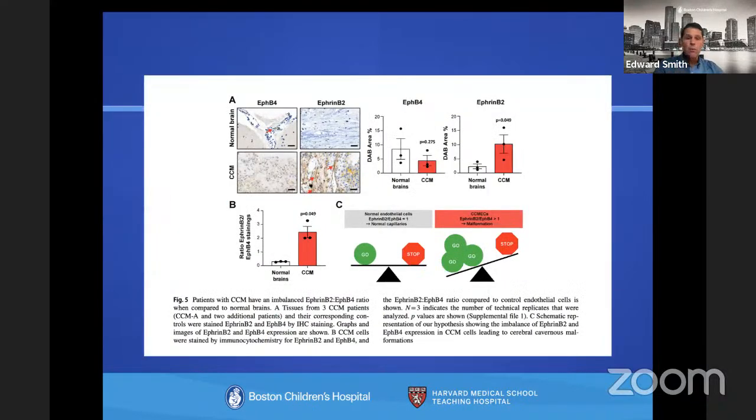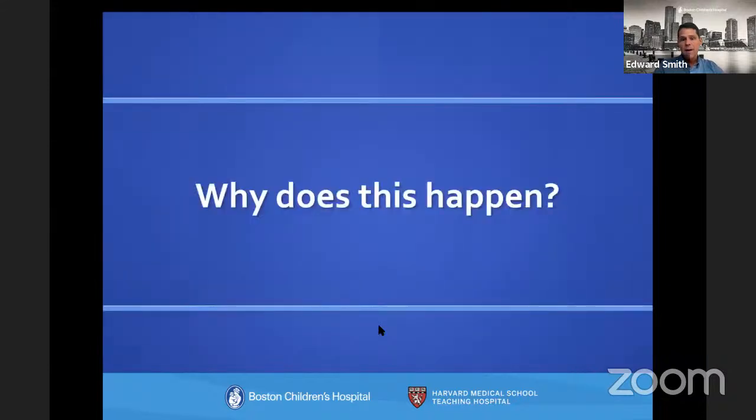This is also seen when we look at the actual tissue. So if we cut out cavernous malformations and we look at the ratio of Ephrin B2 to Ephrin B4 in the tissue, what you see is that in cavernous malformations, there's way more balance towards the bad Ephrin B2. It's hugely imbalanced. So we're able to show that our hypothesis that we had from science is actually present in genuine patient tissue and patient samples. And this is pretty important because it suggests that this might be an opportunity to intervene.